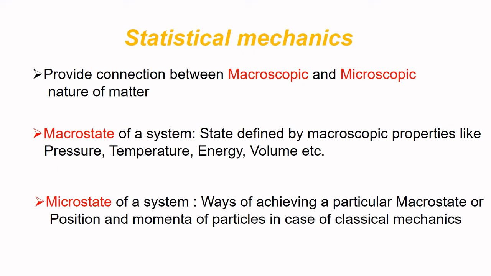So in the previous lecture, we studied statistical mechanics, macroscopic and microscopic properties of the system. We also studied macrostate and microstate of the system. A macrostate of the system is a state defined by macroscopic properties like pressure, temperature, energy, volume, density, etc. And microstate is nothing but the different ways of achieving a particular macrostate.